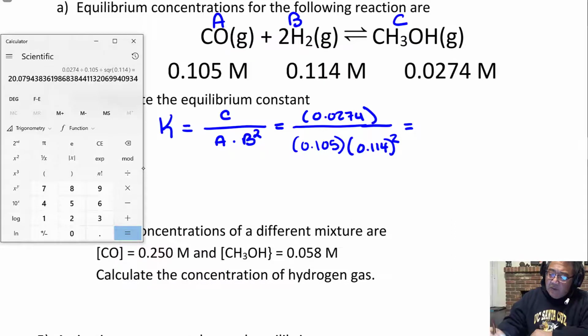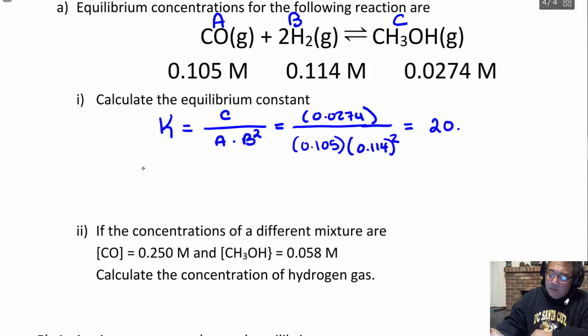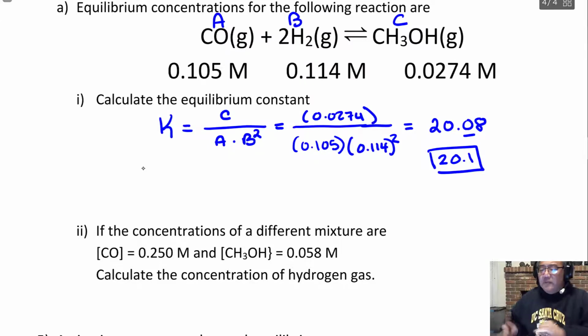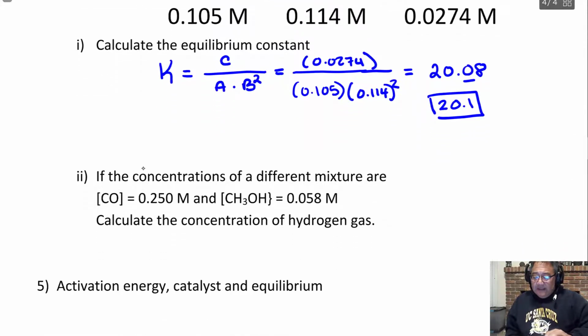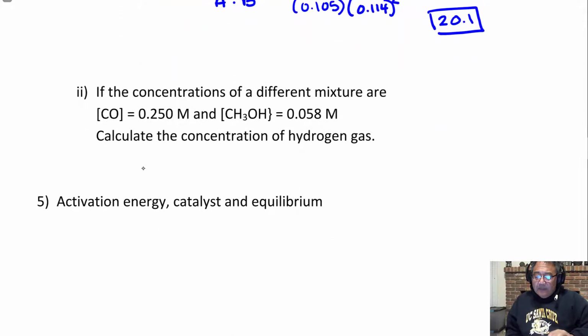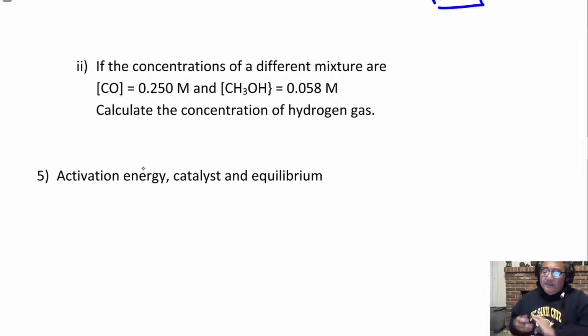And that comes out to be 20.08, like that. No units in the equilibrium constant. Now I have 3 significant figures in all these numbers, so this answer should be 20.1 as the equilibrium constant.